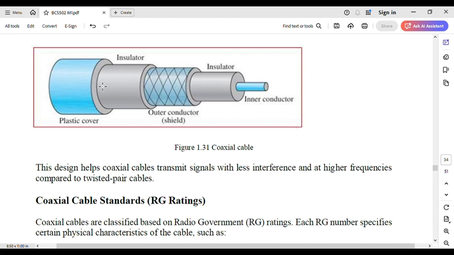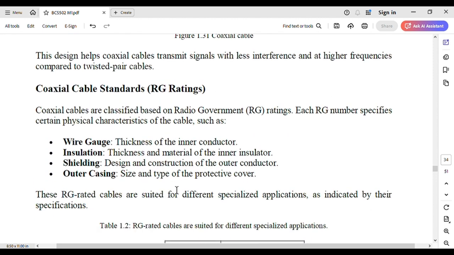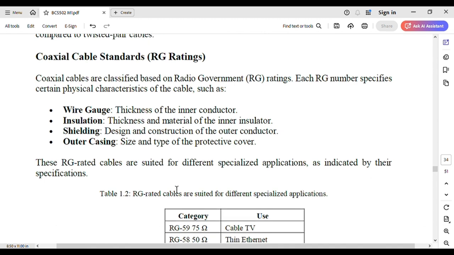In simple terms, the cable we use for the connections of a set-top box or dish can be taken as an example. This design helps the coaxial cable transmit the signal with less interference and at higher frequencies compared to twisted pair cable. And then coaxial cable standards are present.